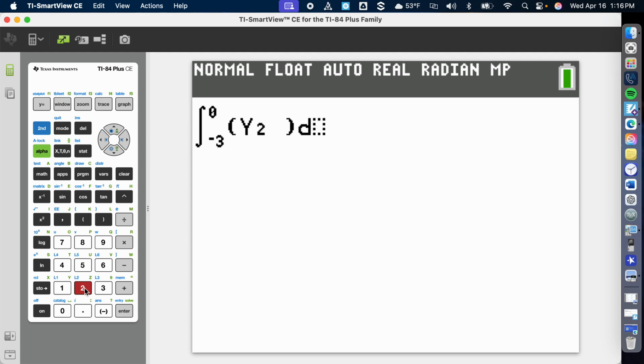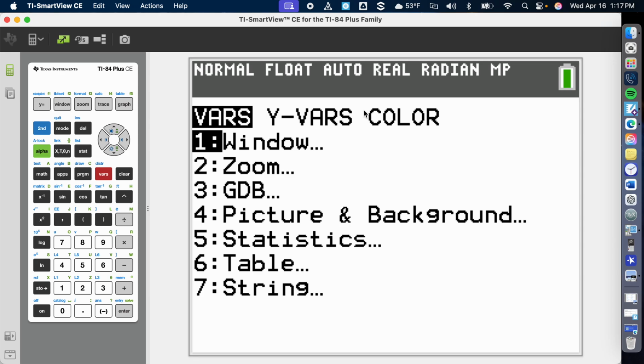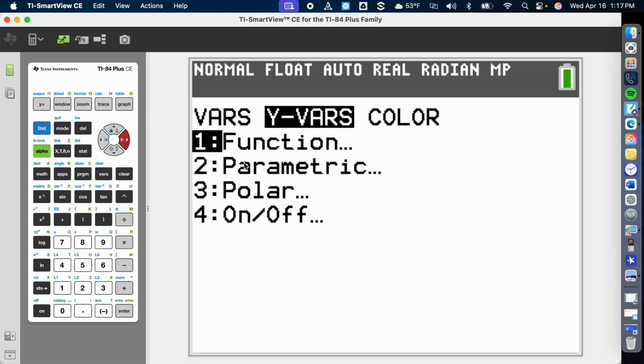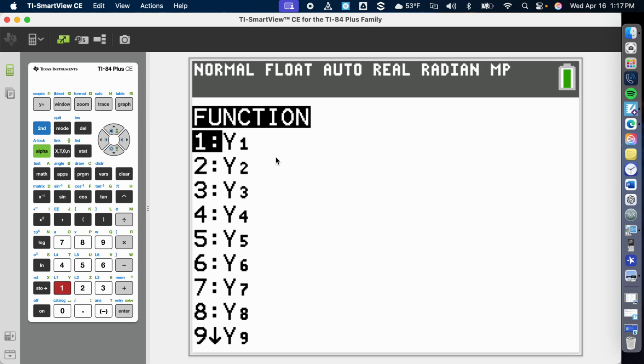If you have a TI-83, hit the variables button. Instead of doing Y1 from the quick menu, I'll show you how to find it on the lengthier menu. Hit variables, move over to Y variables, hit function, and then you can choose y1, y2, y3.